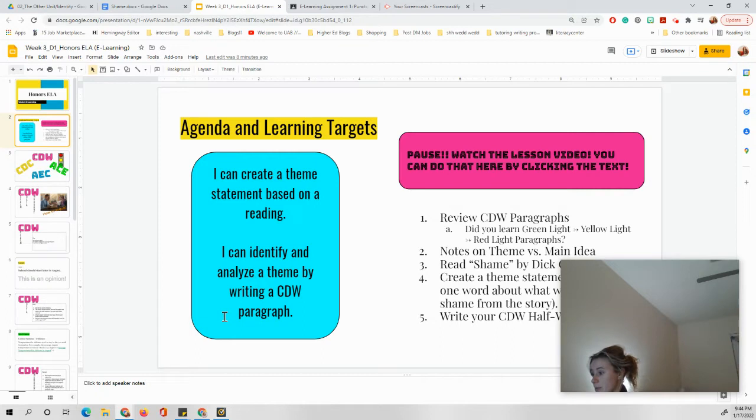That's why we're going through that and breaking it through, okay? Because I don't want you to be blindsided. So we're going to be practicing with theme for today and really throughout the rest of the year. So with theme, you're going to be able to identify and analyze a theme by writing a CDW paragraph.